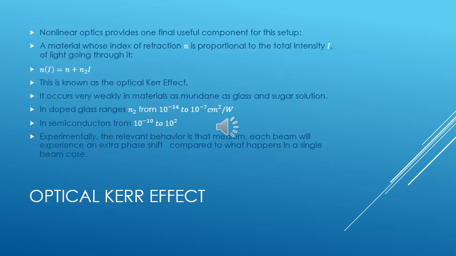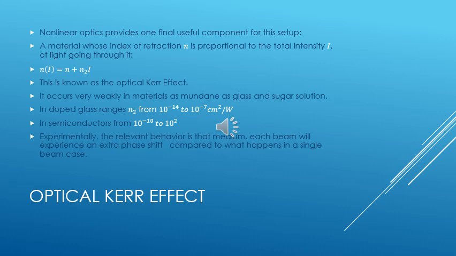Nonlinear optics provides a final useful component for this setup. A material whose index of refraction n is proportional to the total intensity I of light going through it. So n of I becomes equal to n plus n2 I. This is known as the optical Kerr effect. It occurs very weakly in raw materials as mundane as glass and sugar solution.